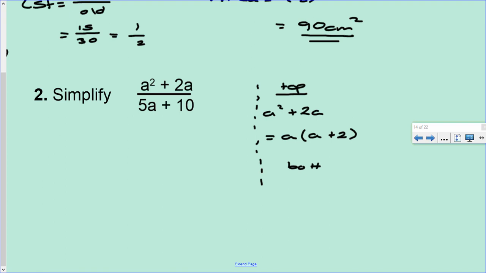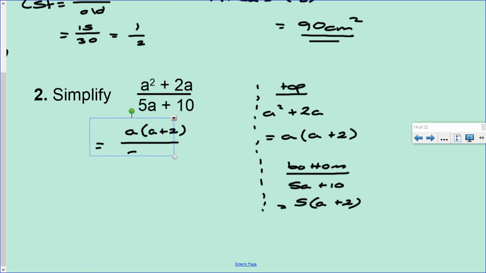Then we have a look at the bottom. We've got 5a plus 10. First thing again, we're going to check, have we got a common factor? We do, it's 5. So then 5 times a and then 5 times 2 will give us 10. So if we substitute them back in, we're going to have a bracket a plus 2 all divided by 5 bracket a plus 2. And then because this bracket is identical, because they're now factors, we can cross it out. So our final answer is just going to be a over 5. Job done.